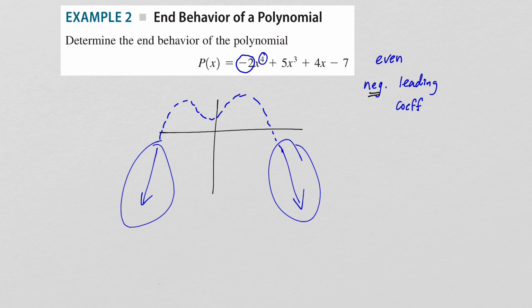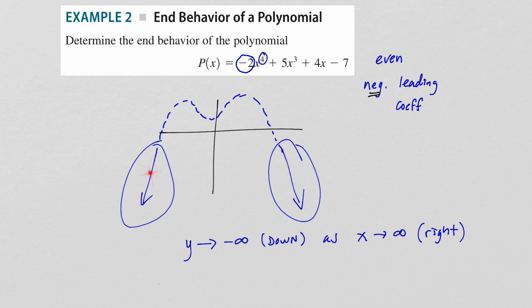So the way we would describe this is we would say y is going to negative infinity, which basically just means it's going down, as x is going to positive infinity, which basically means to the right. Okay, so we're just describing this part of the graph right here, right? As x goes to the right, y is going down.